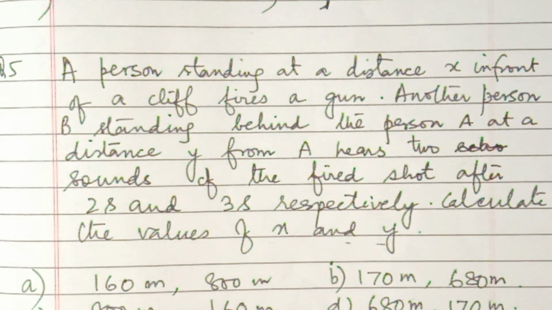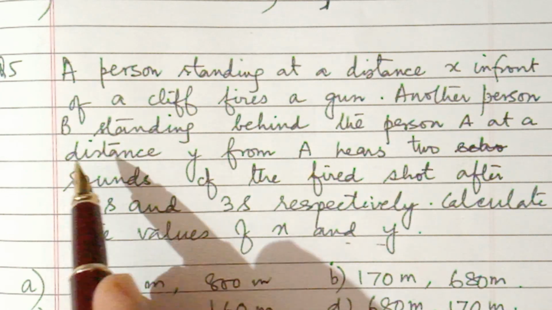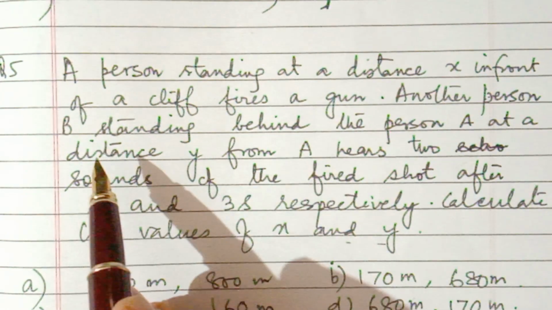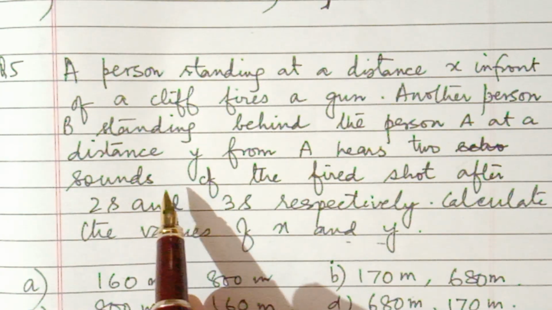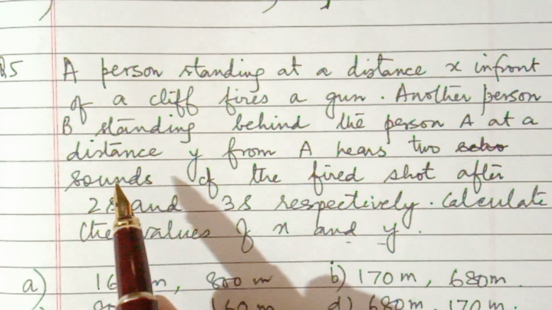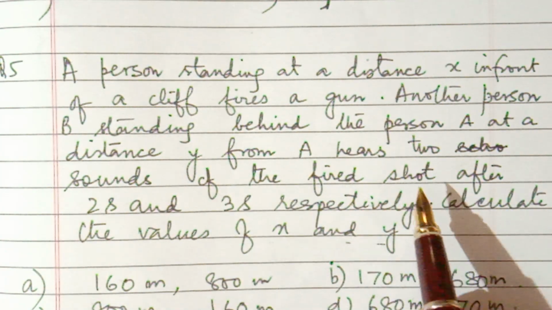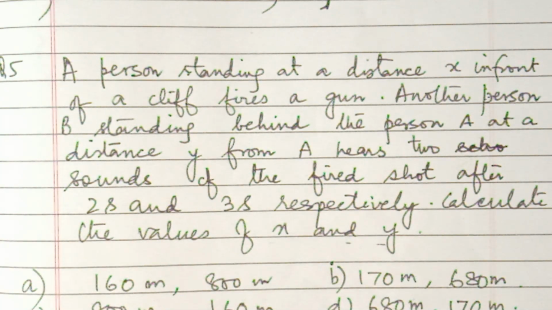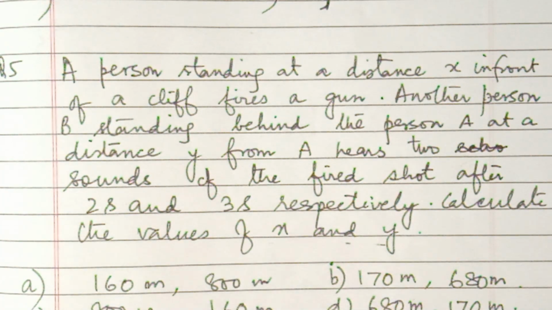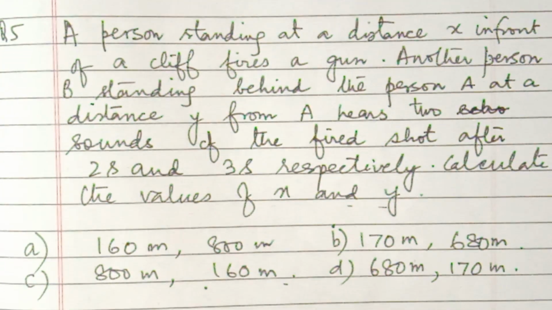A person A standing at a distance x in front of a cliff fires a gun. Another person B, standing behind person A at a distance y from A, hears two sounds, not echoes, you see, of the fired shot after 2 seconds and 3 seconds respectively. So A is firing and B is listening, and they are at different distances, you see. So calculate the values of x and y. So let us see.